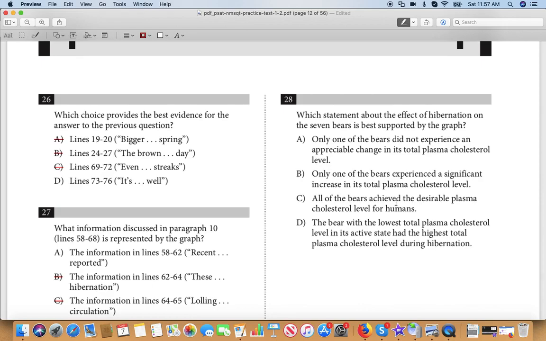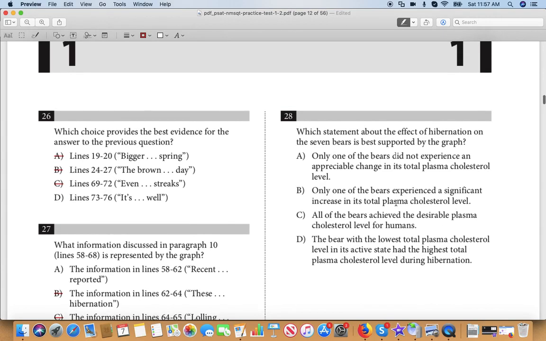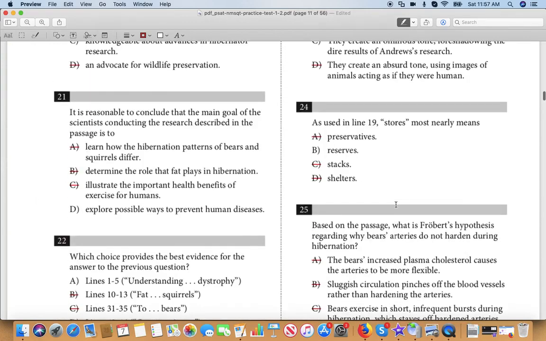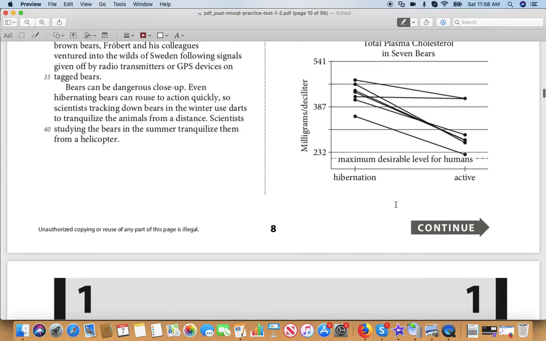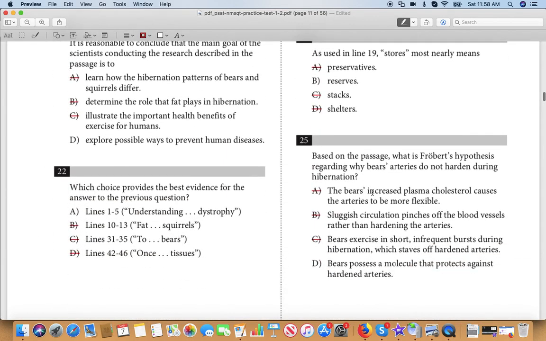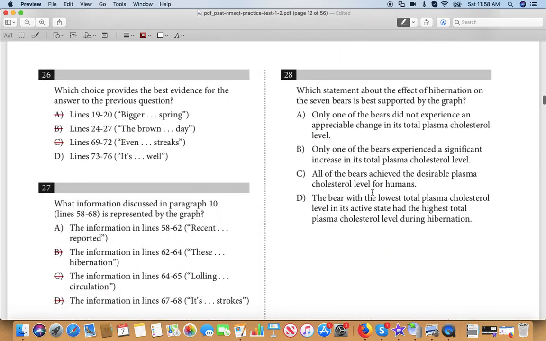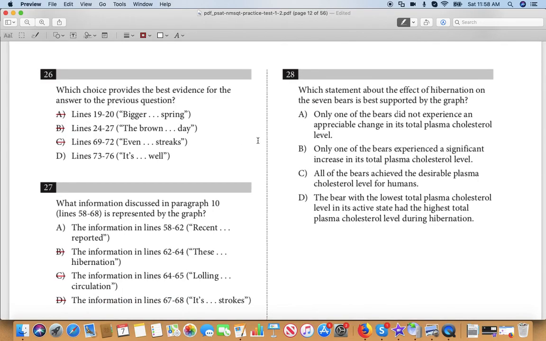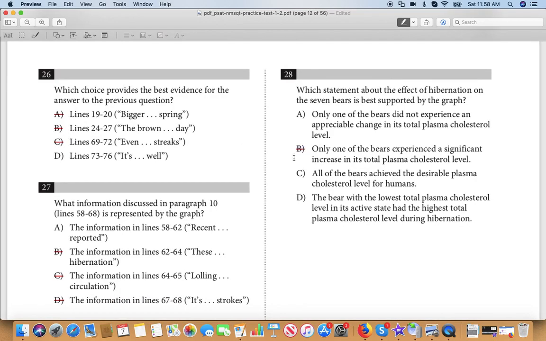Only one of the bears experienced a significant increase in its total plasma cholesterol level. Did only one bear experience a significant increase in its total plasma cholesterol level? No, that's not true. Six of them did have a big increase, at least when they were hibernating. Or you can say they're all decreasing. Either way, it doesn't make a ton of sense. I don't like B. Try C.